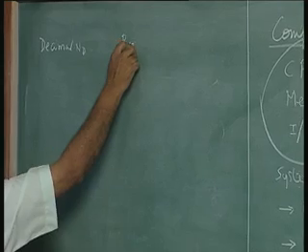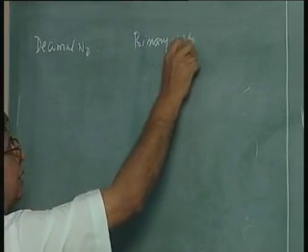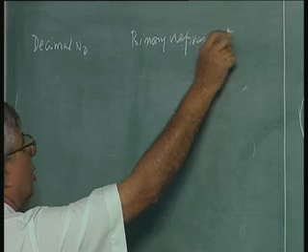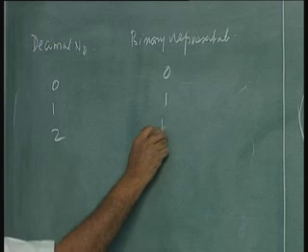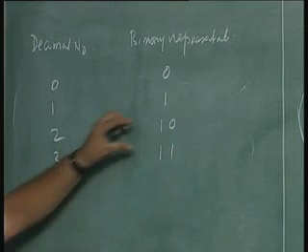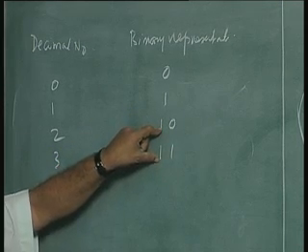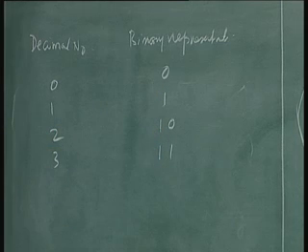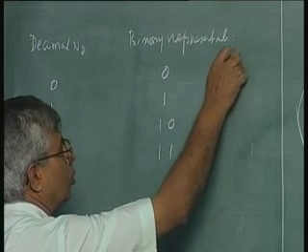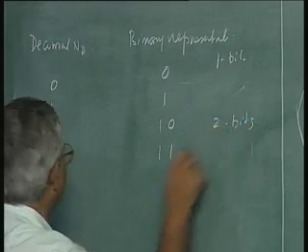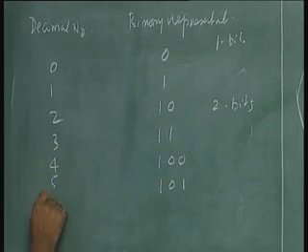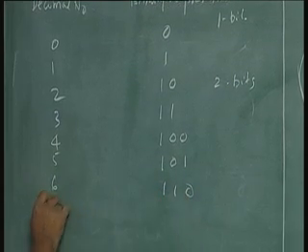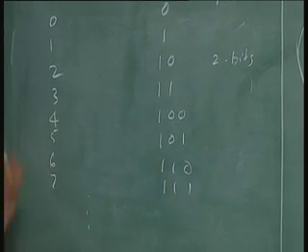So now I have a decimal number and a corresponding binary representation. 0 will be 0, 1 will be 1, 2 will be 1 0, 3 will be 1 1. A binary digit is called a bit. 1 bit, 2 bits, 4. A bit stands for a binary digit. Like that I can go on writing any number.